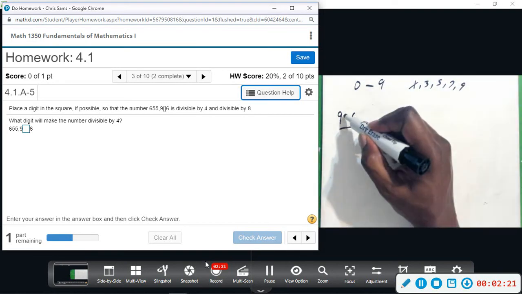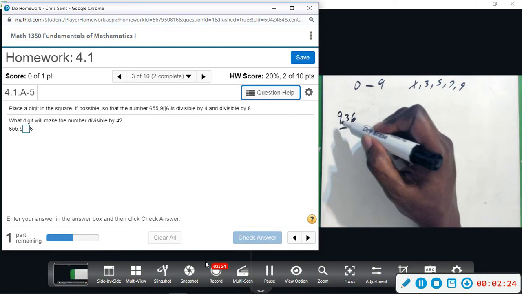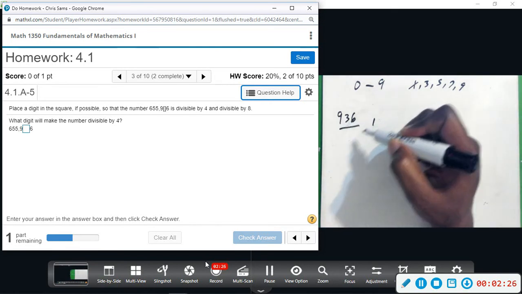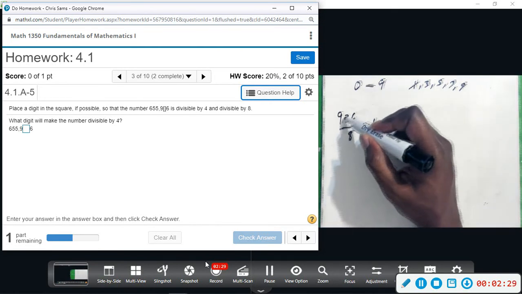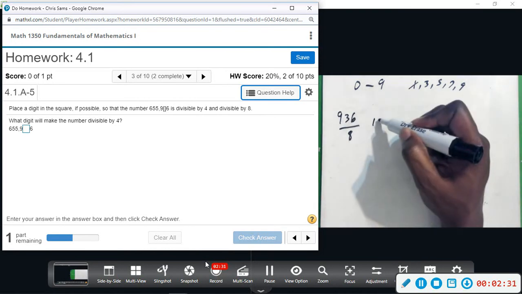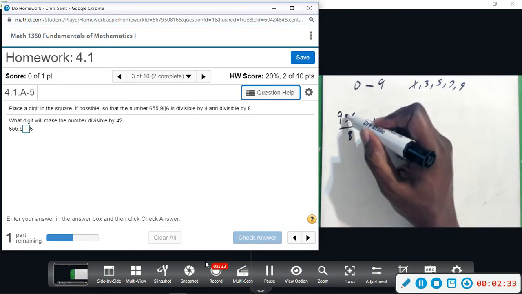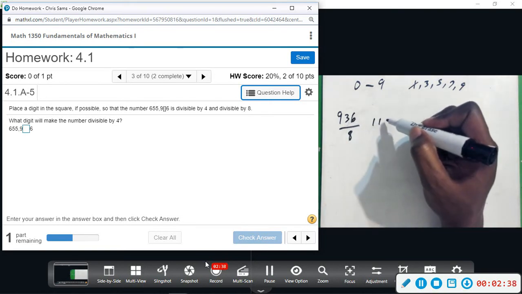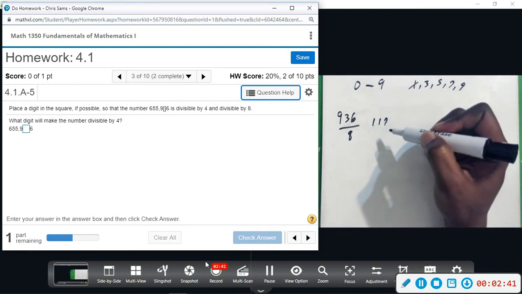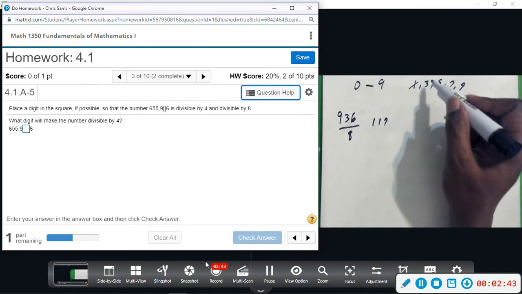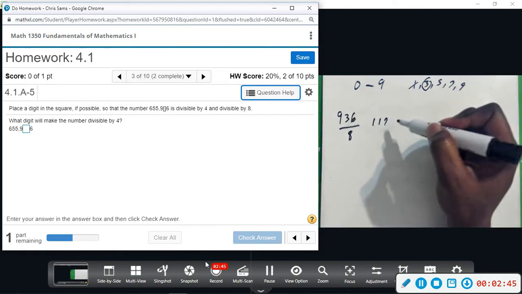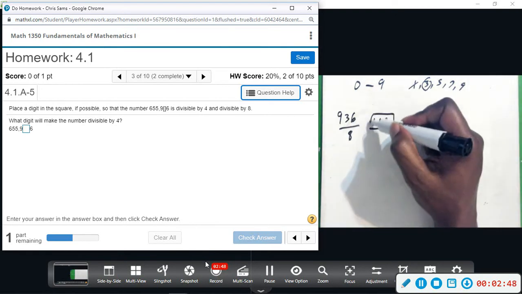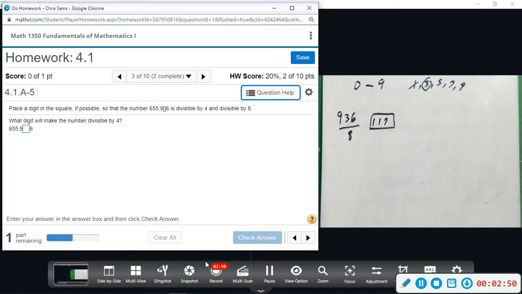Okay, what about 936? 8 goes into 9 once with 1 left over, so 13, 8 goes into there once. 13 minus 8 is 5, so 56. 8 times 7 is 56. Okay, so it looks like 9, 3, 6 will make that number divisible by 8 and 4.